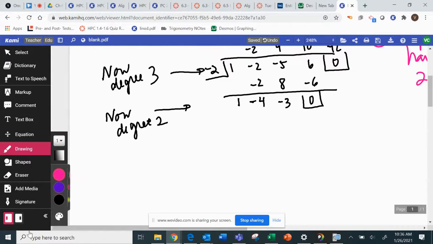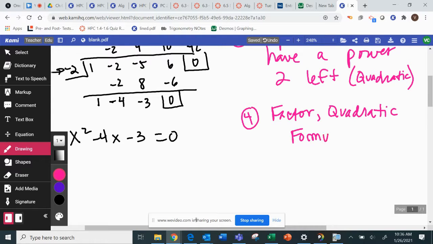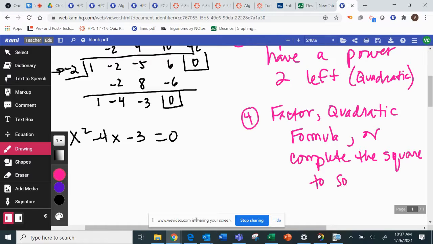So now we have a quadratic. And our choices are, for step 4, our choices are factor, quadratic formula, or complete the square to solve for last 2 zeros. Okay.